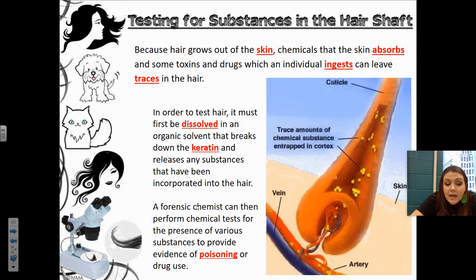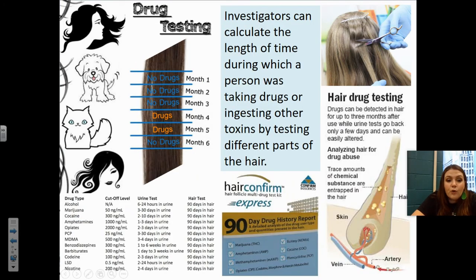So a forensic chemist can then perform chemical tests for the presence of various substances to provide evidence of poisoning or drug use. So if we think the person OD'd, or we think the person was slowly poisoned to death, that evidence would be in their hair. For drug testing, investigators can calculate the length of time during which a person was taking the drugs, or was being poisoned, or ingesting other toxins, by testing different parts of their hair.